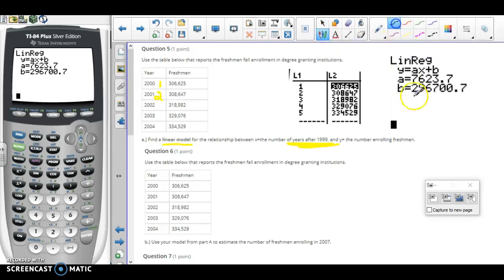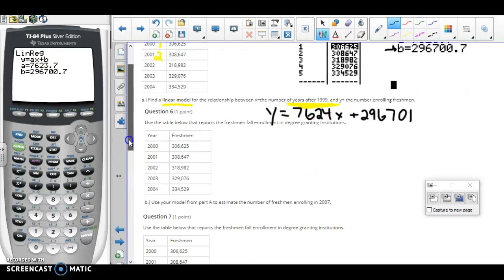So we have two different parts. We have our a, right, and then our b right there. So our equation might look like y equal to, let's just say 7624x plus, and we're going to round both these up because they end in point 297. So 296,701. Boom. That's our model. That would be our equation.